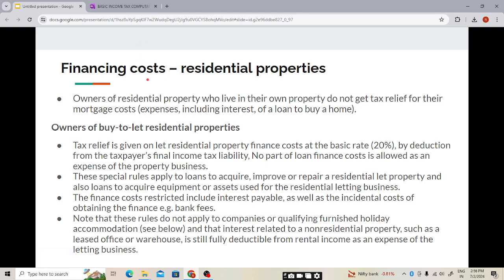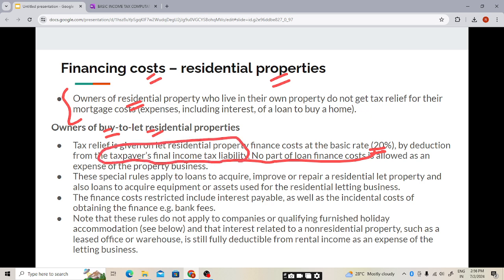That is finance cost, residential property allowed, but if the owner is using his own residential property for personal use, then no tax relief will be provided. Tax relief is provided only for an owner buying and letting residential property. What is the relief? At 20%, this will be reduced from the income tax liability of the individual. This finance cost relief will not be available for non-residential property, qualifying FHL and companies.